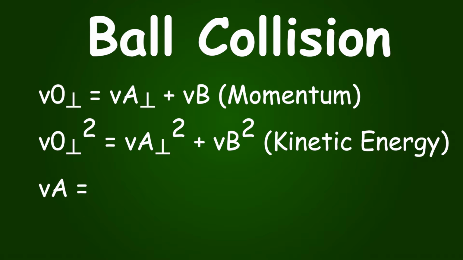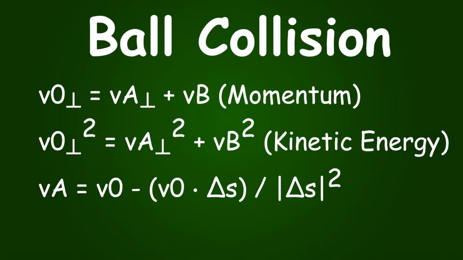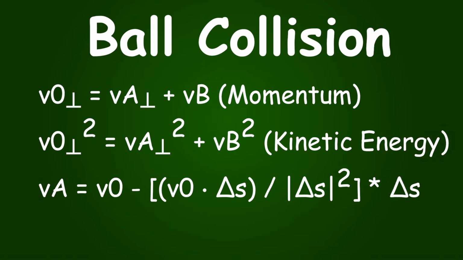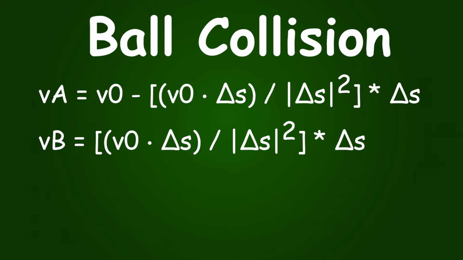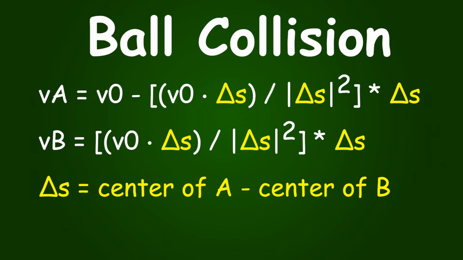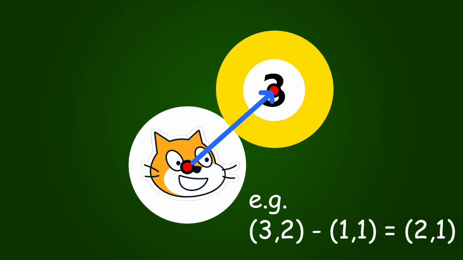va equals v0 minus v0 dot delta s over the magnitude of delta s squared times delta s. And vb, by conservation of momentum, simply equals v0 minus va. To clarify some terms, delta s is the vector difference between the centers of the balls, so that'd be the coordinate of A minus the coordinate of B.